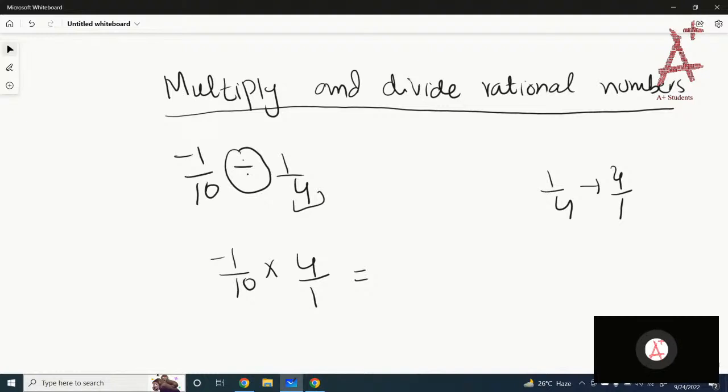So when we are doing multiplication, just multiply numerator times numerator and denominator times denominator. So negative 1 times 4 is negative 4, and negative 4 over 10. So we have a common number that can divide both numerator and denominator. So divide them by the common number, that is 2. 4 divided by 2 is 2, and 10 divided by 2 is 5. So the answer is negative 2 by 5. Got it?